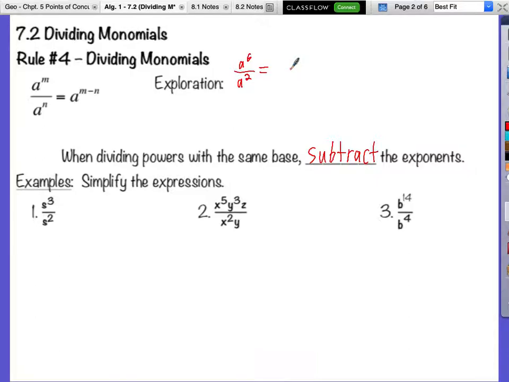a to the 6th is really like 6 a's being multiplied together, correct? So we could write a times a times a times a times a times a. What would the bottom look like then? Just a times a, right? Now in fractions, what can we do with those? We can start dividing them out, okay?